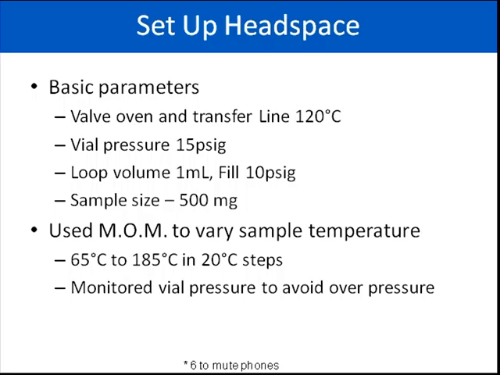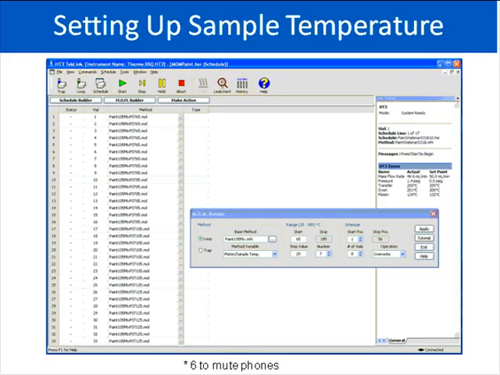We then used a method optimization tool to create the various steps for the sample temperature. We started at 65 degrees and went up to 185 degrees in 10 and 20 degree steps. An example of that is here, where we first picked a method, then we set what we wanted to change, we set the start temperature, the step value, and then the number of steps we wanted to take. We then told it the number of vials that we wanted for each step, and that created the methods here that you can see on the left.